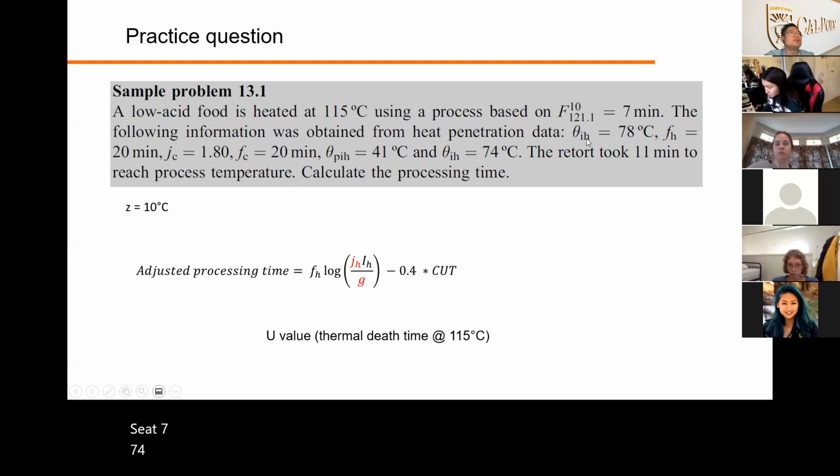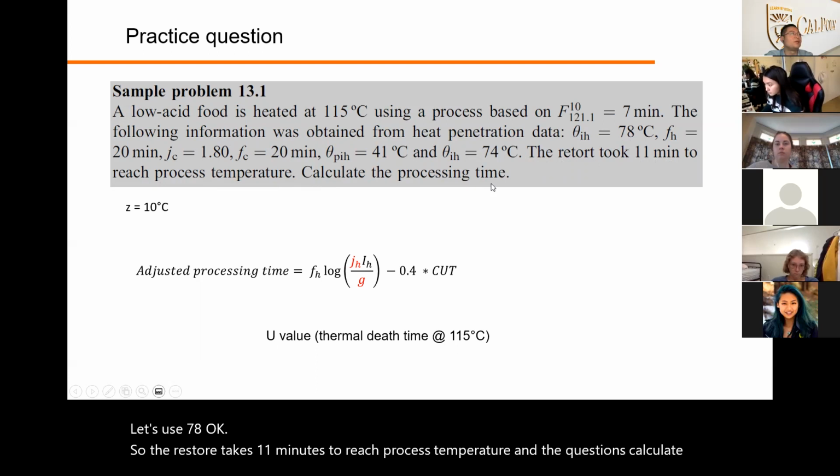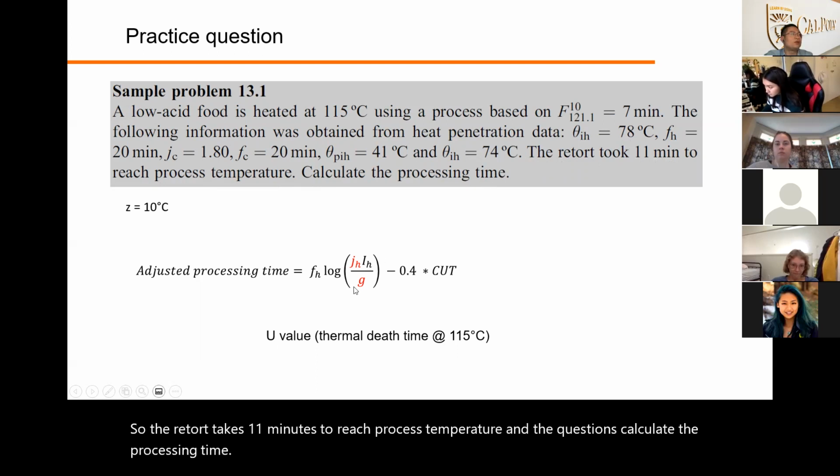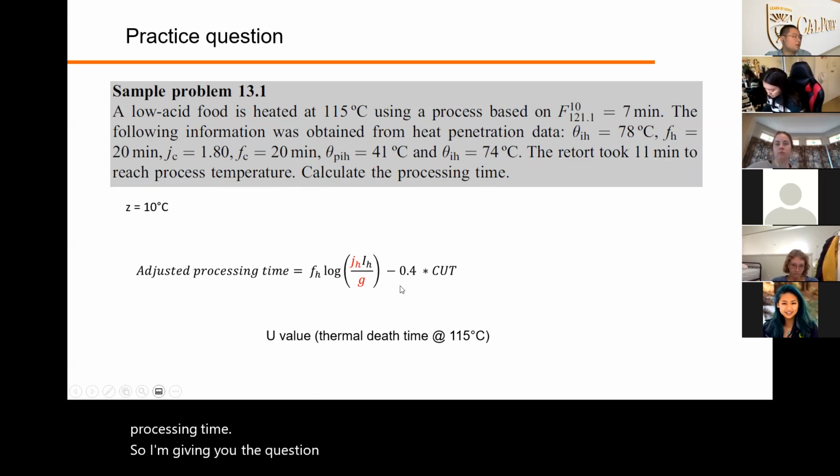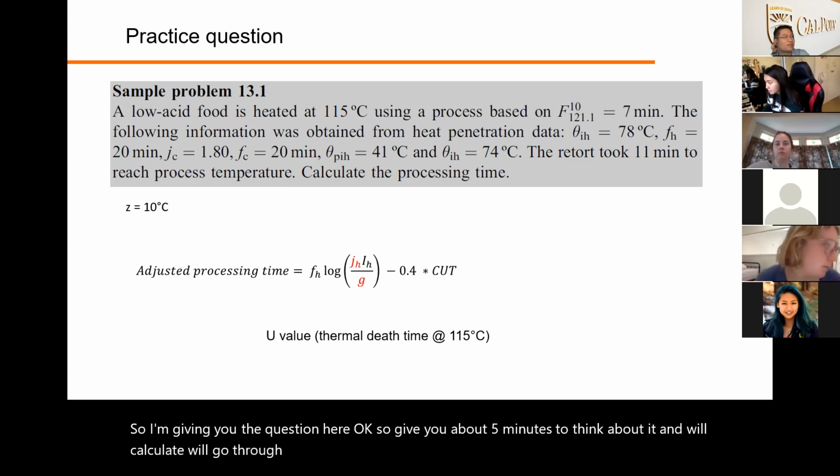Why are there two initial temperatures? I think, okay, let's use 78, okay? So the retort takes 11 minutes to reach process temperature. And the question is to calculate the processing time. So I'm giving you the question here, okay? I'll give you about 5 minutes to think about it, and we'll go through the answers from the textbook together.